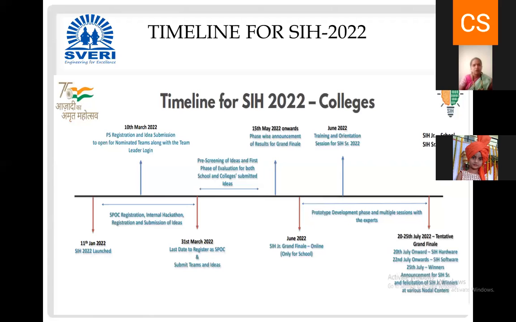Okay, now moving to the next part, that is timelines. Okay, important dates. So on 11th Jan 2020, the SIH 2020 program is to be launched. Every year, this type of competition is organized by the Ministry of Education and the AICTE. So on 10th March 2020, the registration for the spoke. I am the single point of contact from the college side, so I already did that registration. And 31st March 2020 is the last date of registration for submitting your ideas.